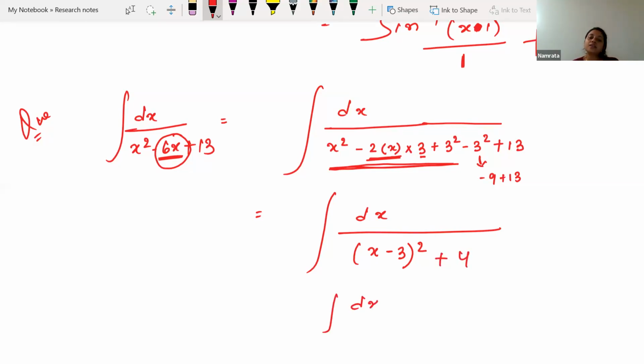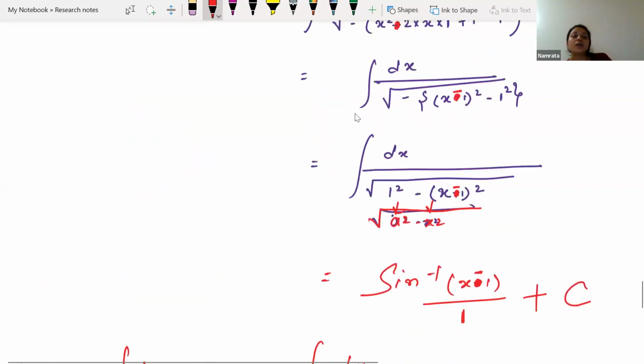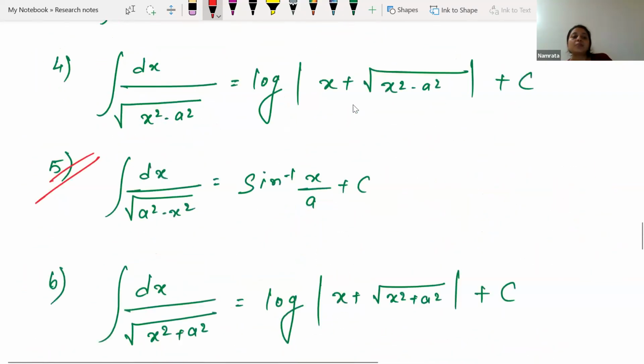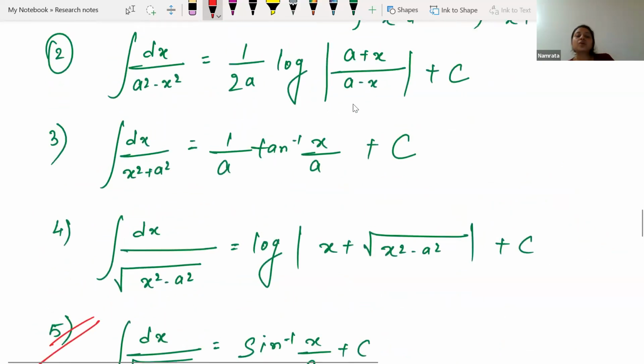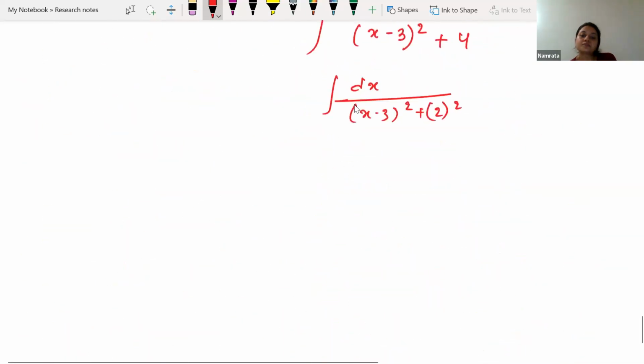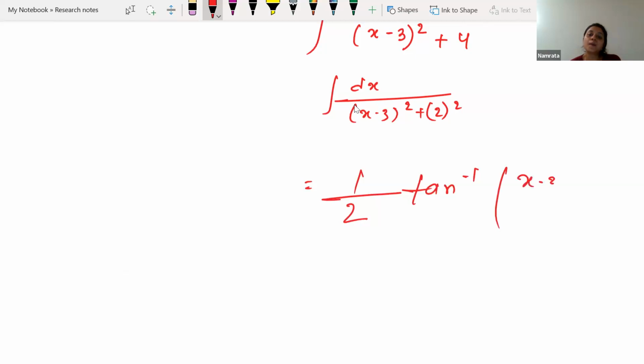We ended up getting dx by x minus 3 whole square plus 2 square. We will get back to the formula list and check is there any formula which will be applicable over here? So we are having a pattern like x square plus a square, like this one, number 3. So directly we can go and write the formula, that is 1 by a tan inverse x by a. So let's write it. This will give 1 by a, what's a? Tan inverse x by a plus c.